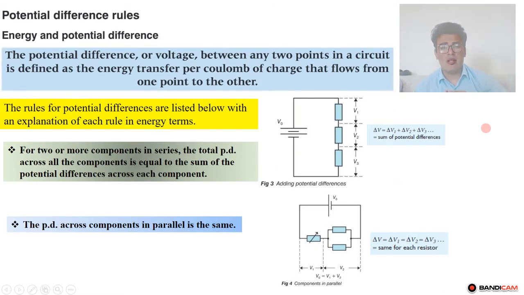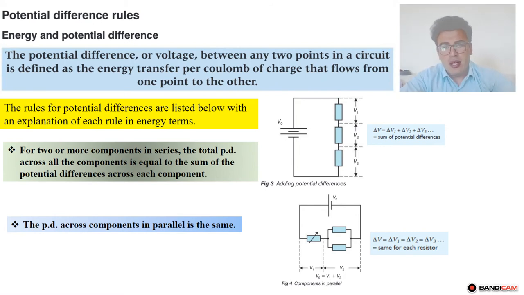Now, this is what we have. We have one more thing about the potential difference rule. We finished the current rules. Now the potential difference rules. What is the potential difference rule in a series circuit and in a parallel circuit?